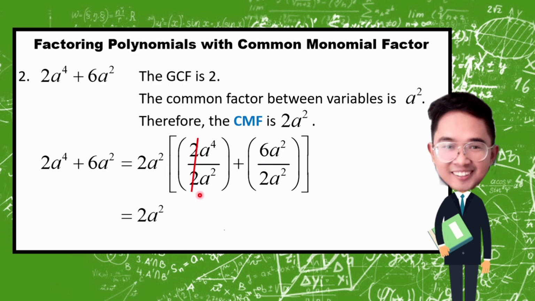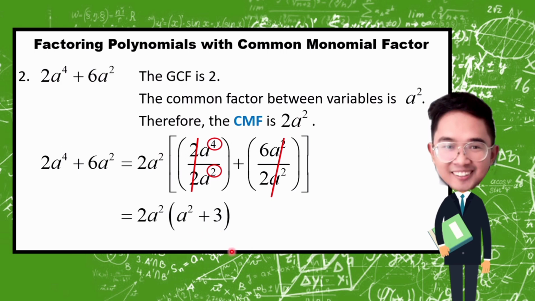a raised to 4 divided by a squared is a squared. 6a squared divided by 2a squared, 6 divided by 2, 3. And then a squared divided by a squared, this is already equivalent to 1. And that is why we have plus 3. Therefore, the factors of 2a raised to 4 plus 6a squared is 2a squared multiplied by a squared plus 3.